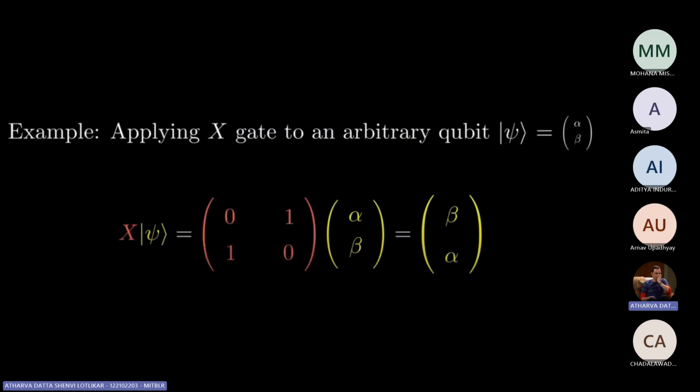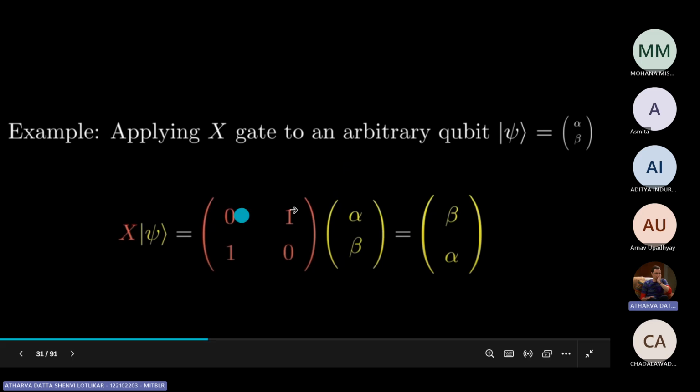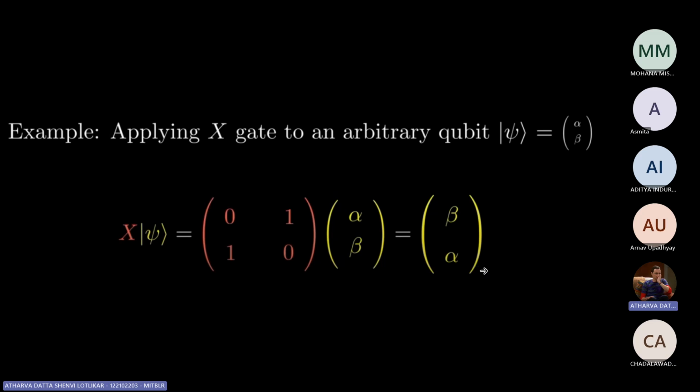If you have a qubit, let's say a column matrix alpha and beta, and you apply the X gate to it, it just flips. So that's how the whole concept of an X gate works. You just do basic matrix multiplication here, and that's how you land up with the answer, beta and alpha.